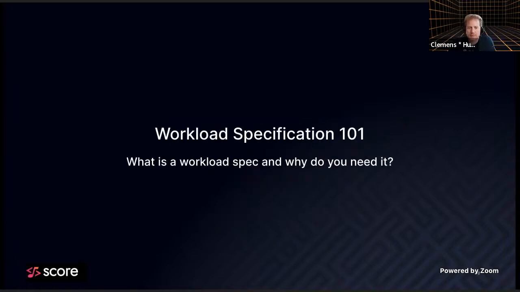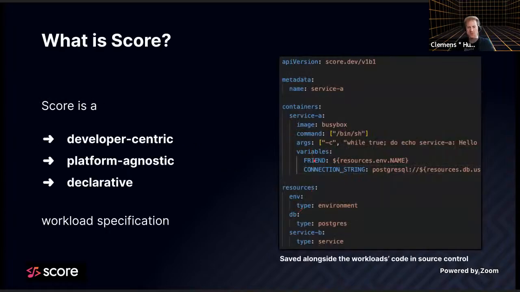Why is that a great thing? Well, let's talk about workload specification 101. What is a workload spec and why do you need it? So what is Score? Score is first of all a YAML-based format, as you can see here, right? It's saved alongside the workload's code in source control. So it's put directly next to what the developer is working on. And it basically completes its worldview by saying the contents in this file describe exactly what a runtime environment must supply so that what I'm building here can carry out its job and fulfill its destiny.